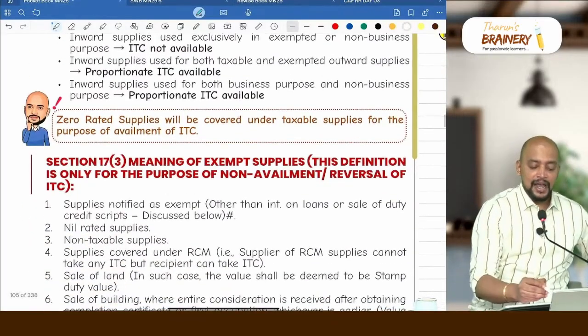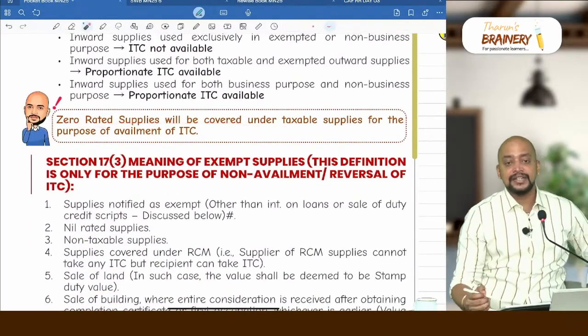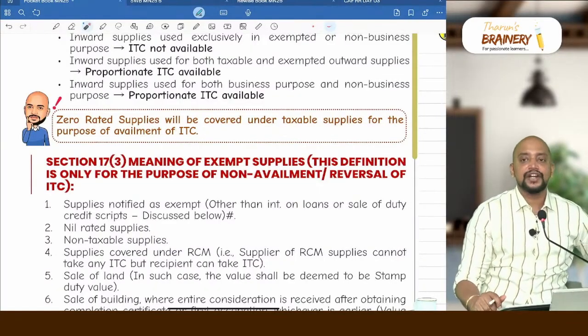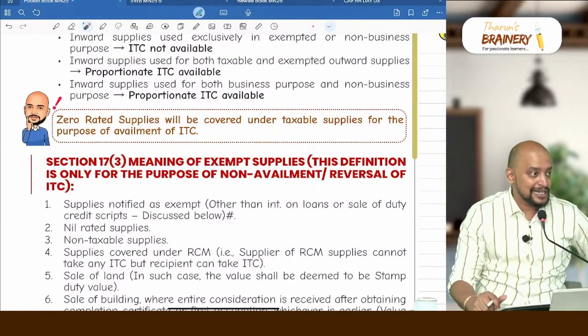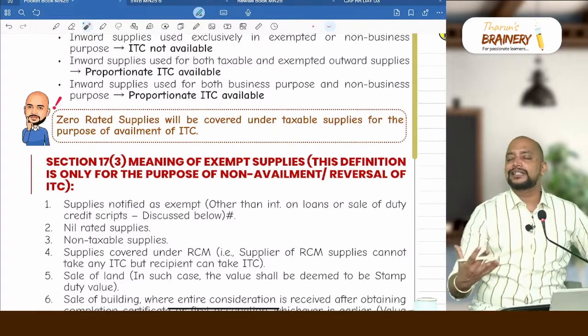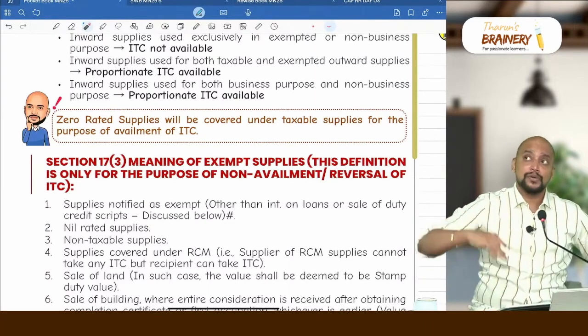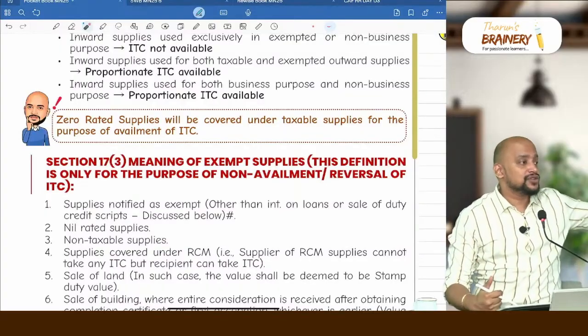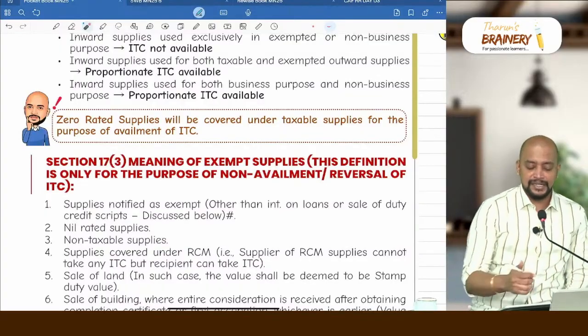Proportionate ITC. And what about zero rated supplies? Zero rated supplies will be treated as taxable supplies for the purpose of availment of ITC. That's the reason why when a product is exempted or a service is exempted, the moment it is exported, it will become zero rated and we can happily enjoy the ITC on our inward supplies.